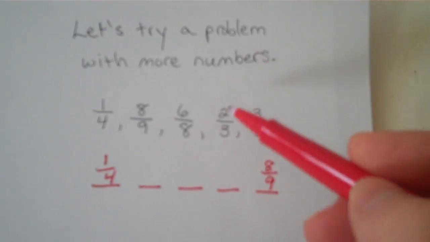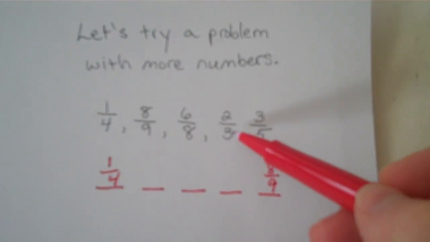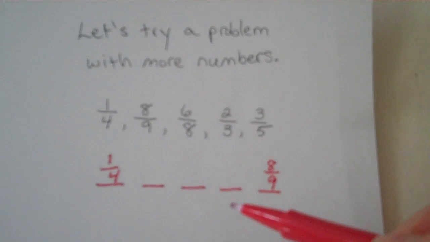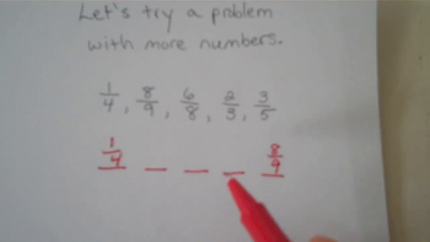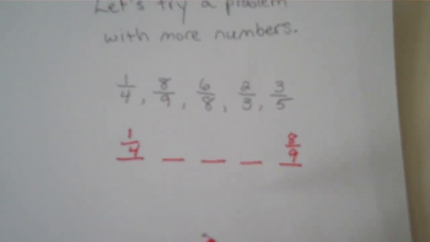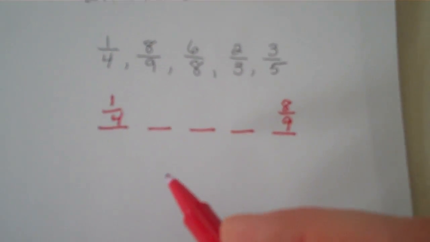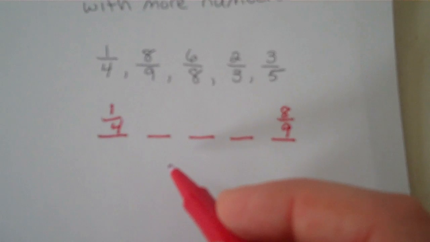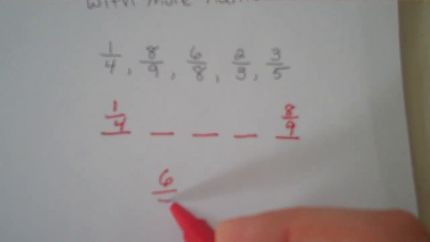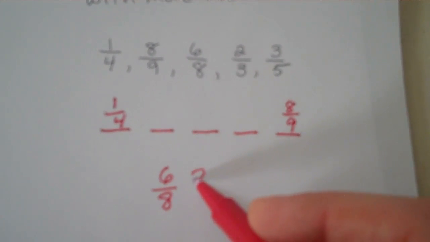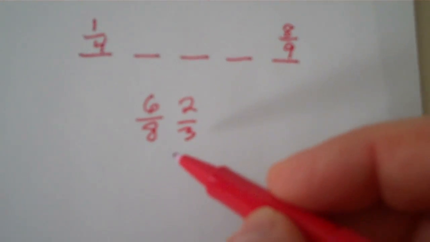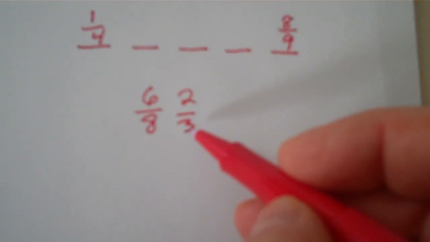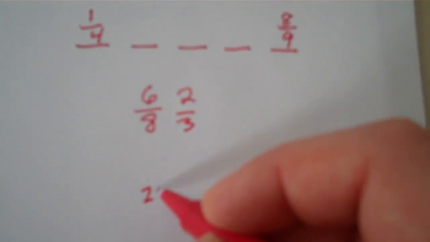1/4 is an easy benchmark, and I know that all of these are bigger than a 1/4. But when it comes to 6/8, 2/3, and 3/5, man, those are pretty close, and I'm just not sure. I'm going to compare 2 at a time. Let's start with 6/8 versus 2/3. They're going to duke it out. Now, I first need to find a common denominator for 8 and 3, and that's going to be 24.